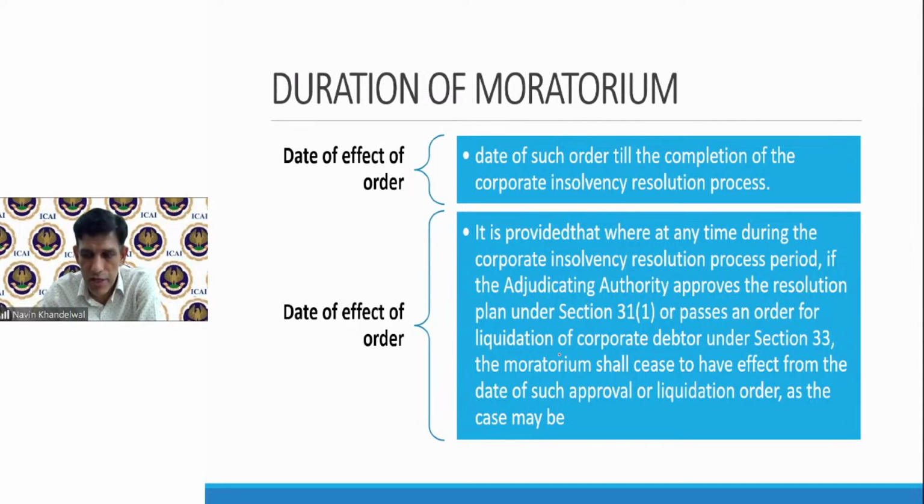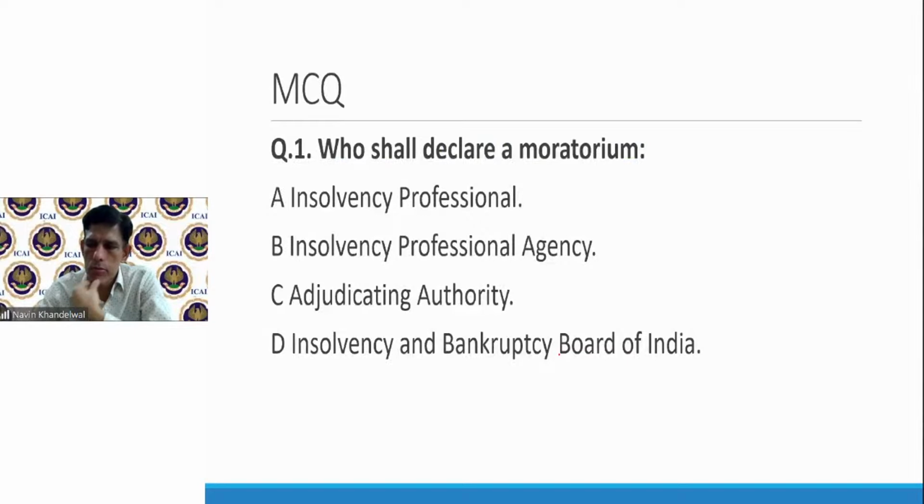Exam related questions, section 14. Very important. One of the prime reasons why companies go towards insolvency by themselves under Section 10, remember, is because they feel that the moratorium will apply and there will be some relief granted till a resolution comes in. Who shall declare a moratorium? Me, you, IPA, adjudicating authority, IBBI? Remember, it's the adjudicating authority which will declare a moratorium.